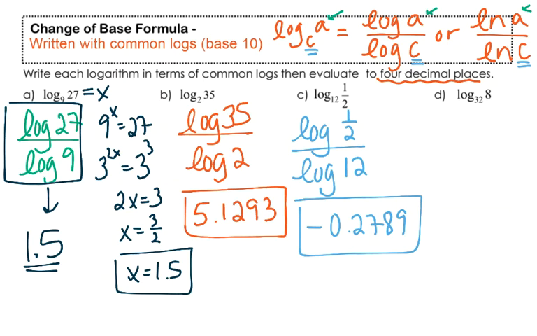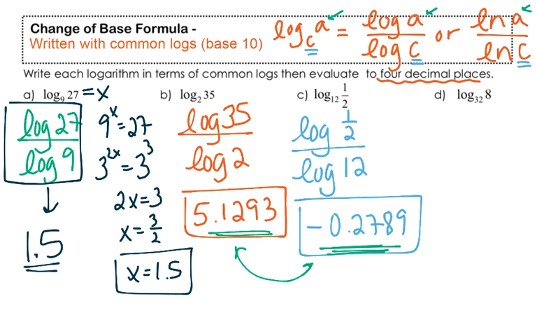Think maybe for a minute, why would B be positive and C be negative? If you can figure out why, let me know in class tomorrow. I'm curious to see if you can figure out why C would be negative and B would be positive.